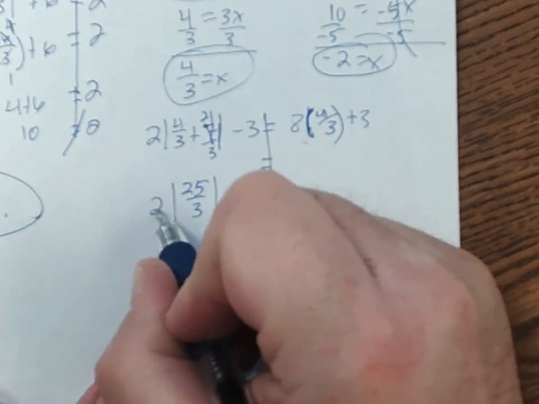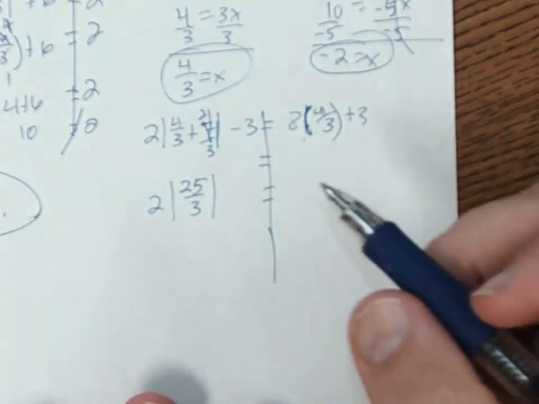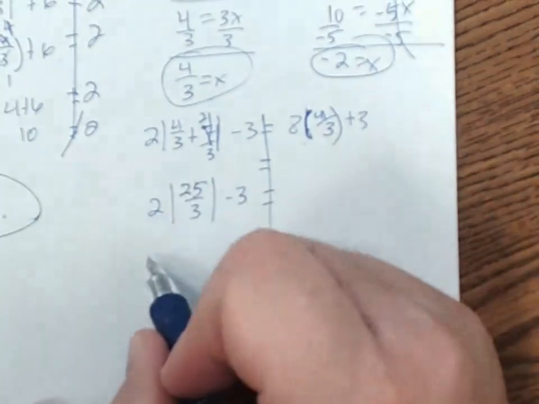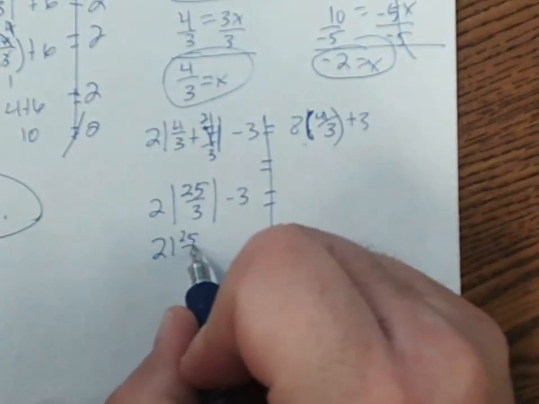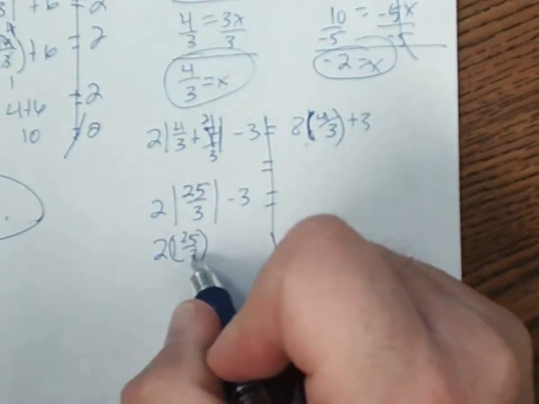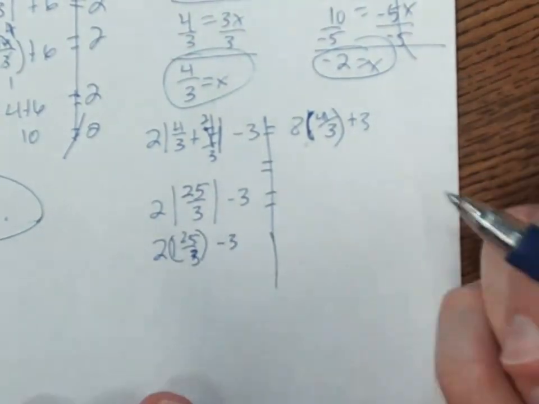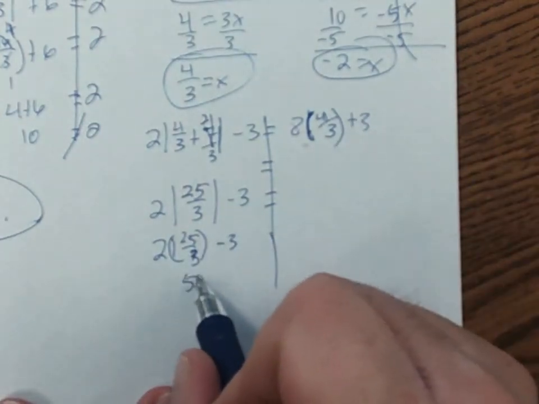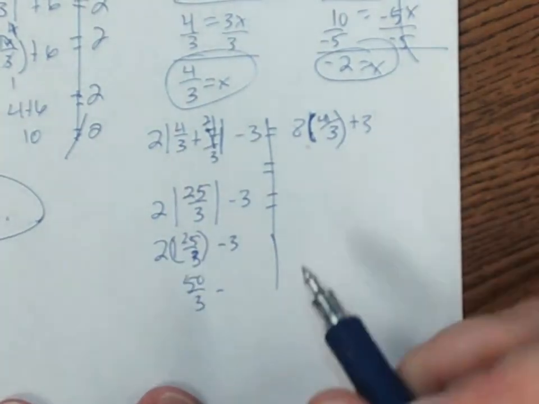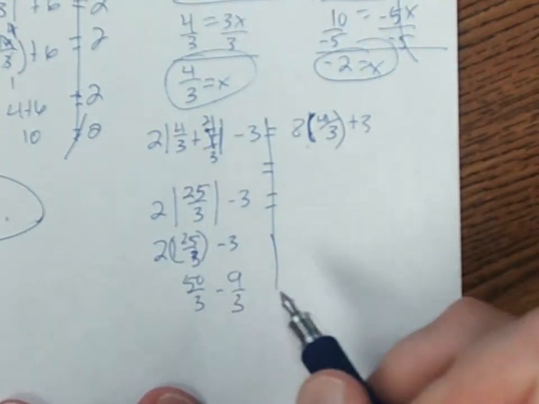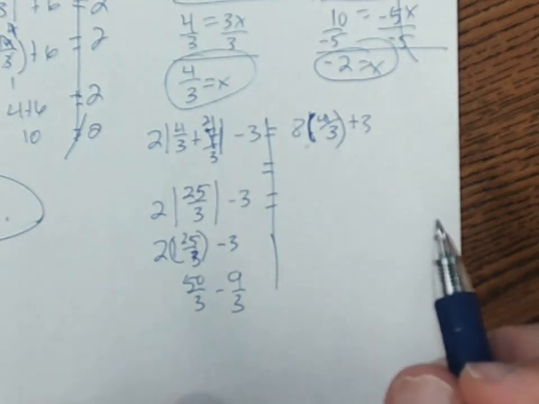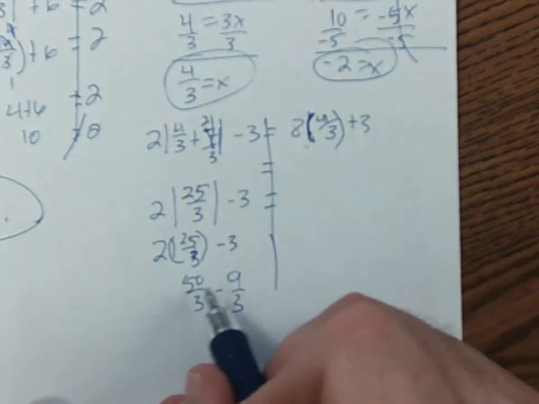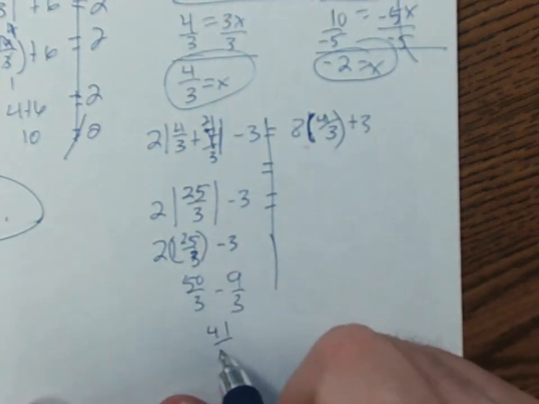25/3. And we're multiplying that by 2 and subtracting 3. The absolute value of 25/3 is 25/3. I multiply that by 2, I get 50/3. And then we're going to subtract 3, which I will rewrite as a fraction with thirds as the denominator. That's 9/3. So 50 minus 9 is 41/3.